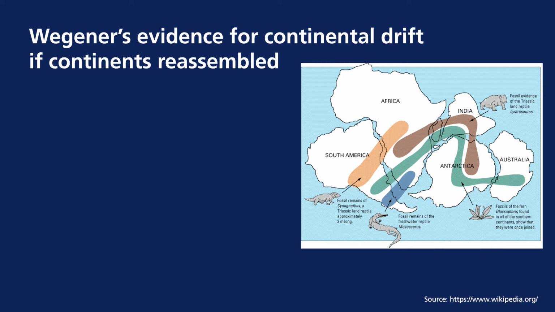So Wegener's evidence was he saw these different continents and they would fit together as puzzle pieces. You see this on the figure on the right-hand side, the different continents, Africa, South America, Antarctica, Australia, and India, that these fit neatly together into one continent.